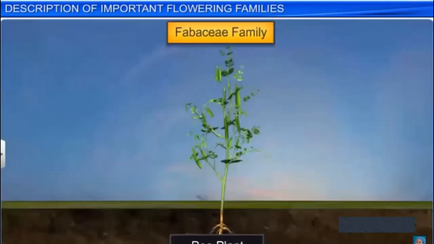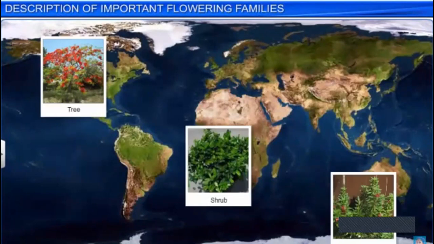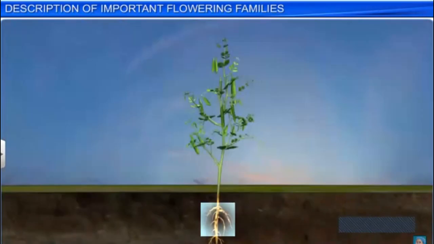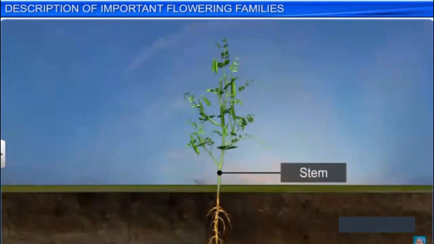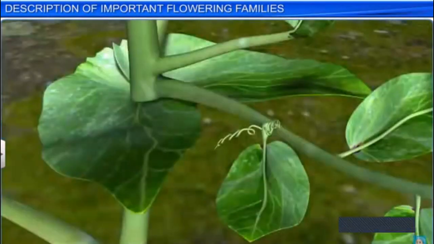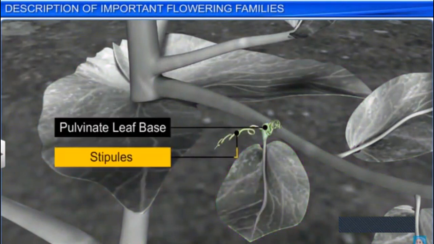The Fabaceae family, earlier known as Papilionoideae, is a subfamily of the Leguminosae family. Plants belonging to this family can be trees, shrubs or herbs, and are found all over the world. The roots of these plants have root nodules, and their stems are erect or are climbers. Their leaves are alternate and may be simple or pinnately compound. Moreover, the leaf base is pulvinate with stipules, and the leaves have reticulate venation.